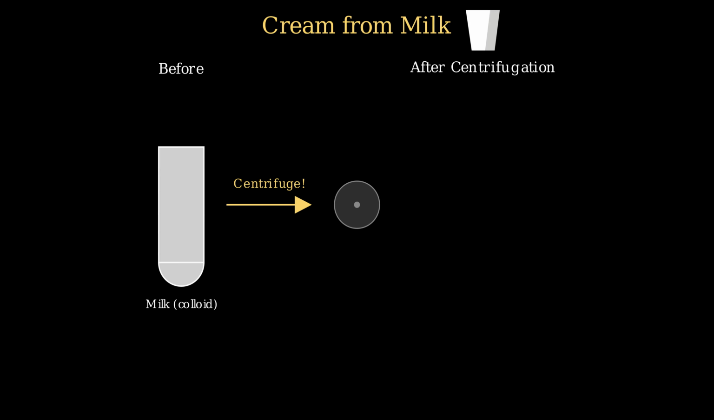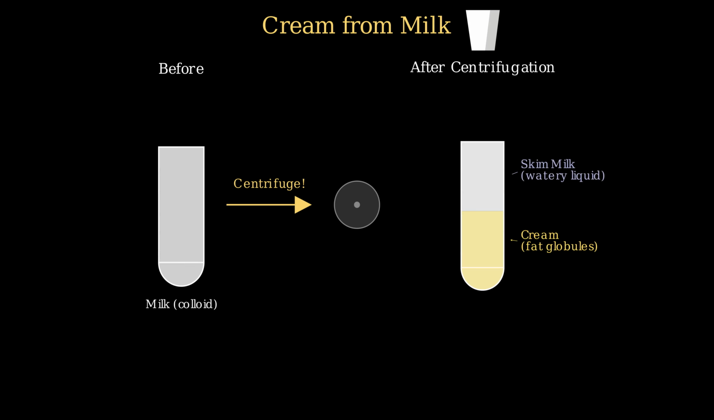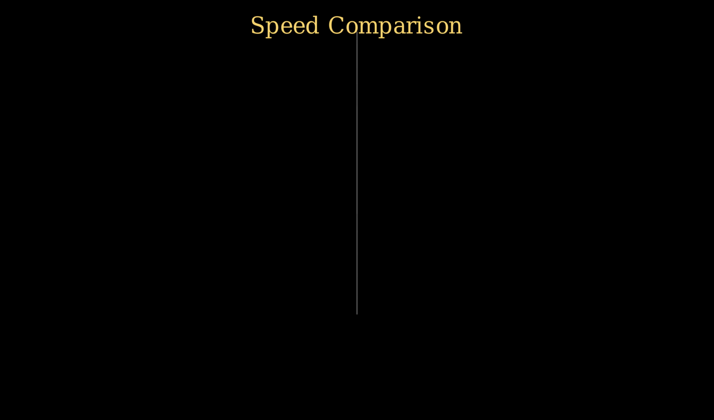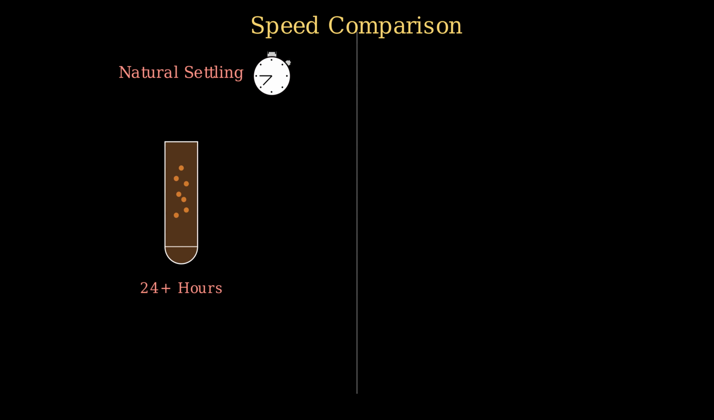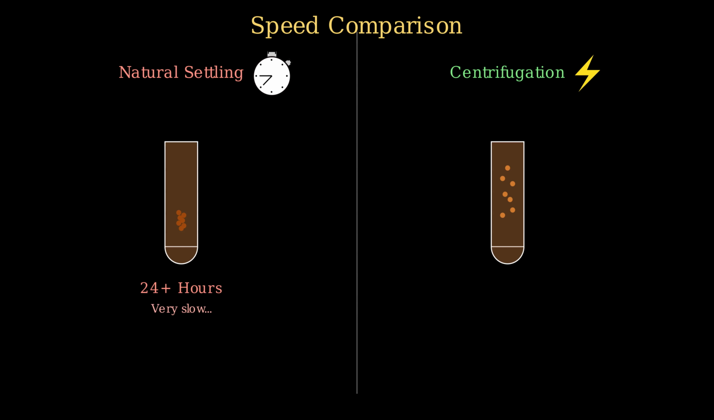Another example is separating cream from milk. Milk is a colloid, and centrifugation forces the fat globules to the bottom while watery liquid rises to the top. Centrifugation is very effective and fast compared to letting things settle naturally, which can take hours or days.